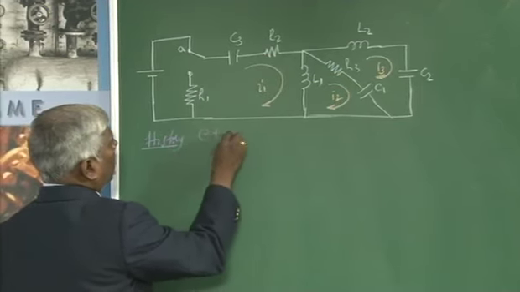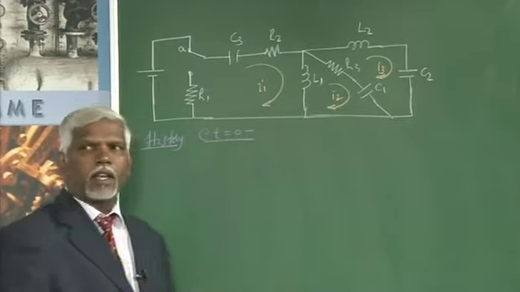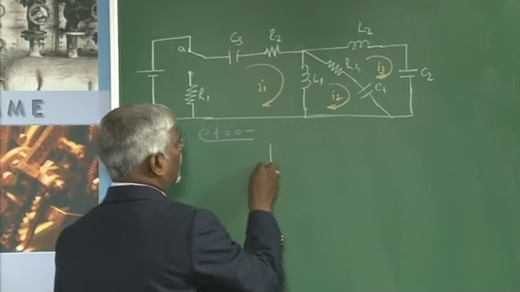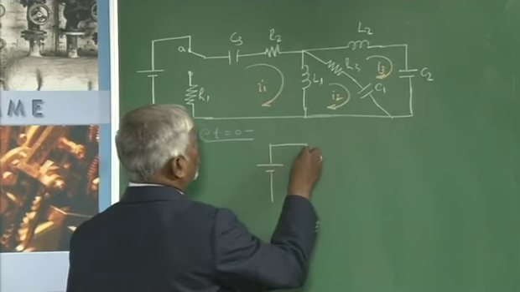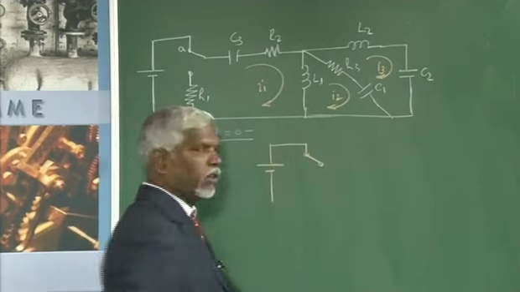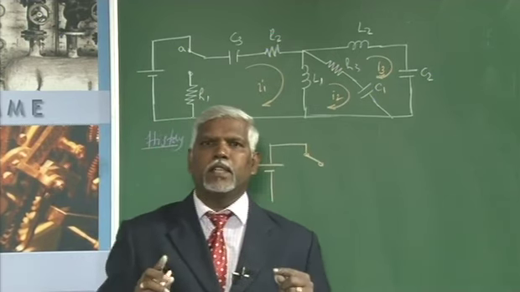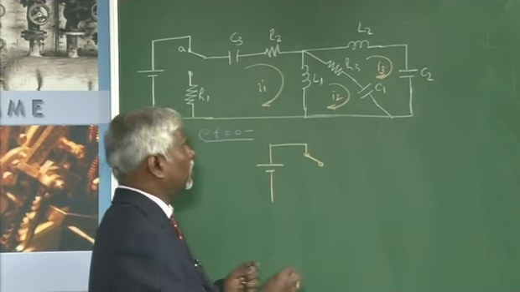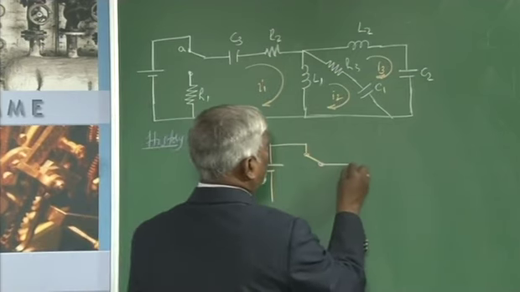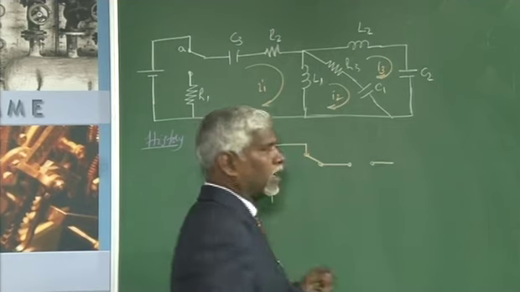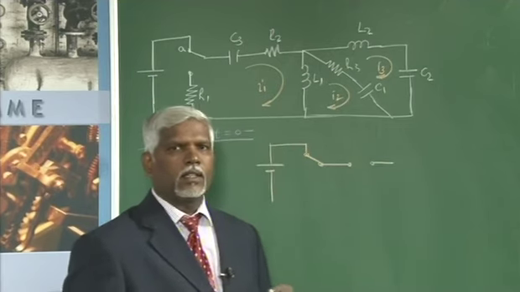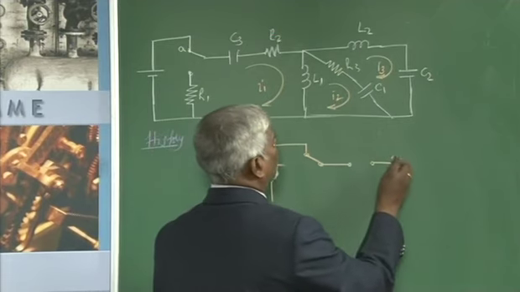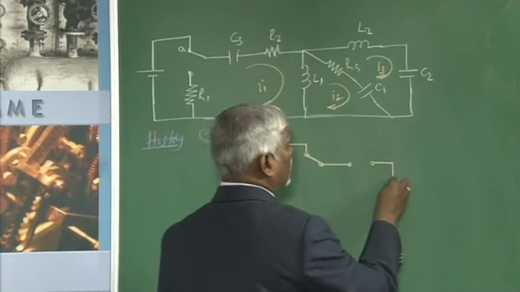at t equal to 0 minus, the switch is in position A. Here what we need to do is take the steady state values, or t equal to infinity. It has already gone through a transition. Your capacitor acts as an open, the final state of the capacitor is open, and the inductor acts as a short.